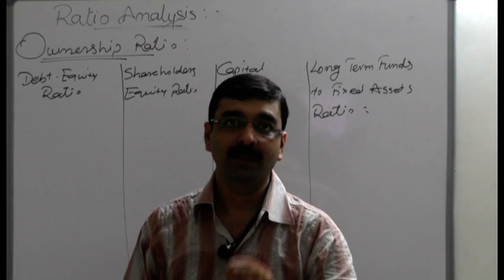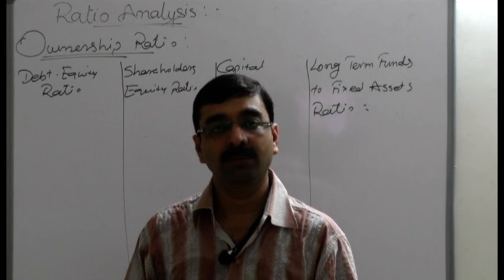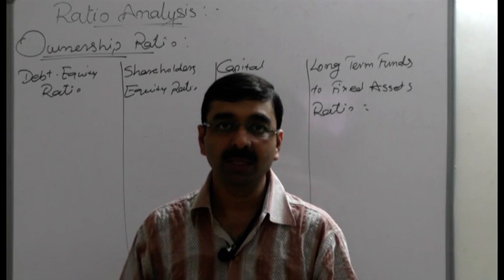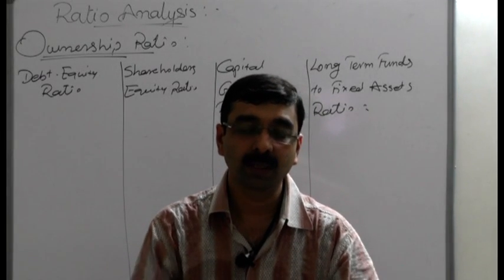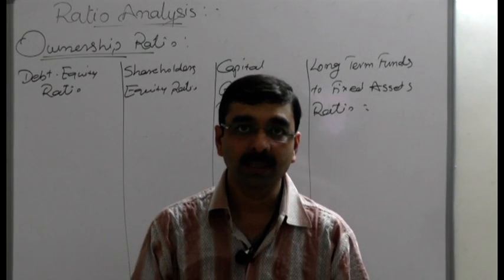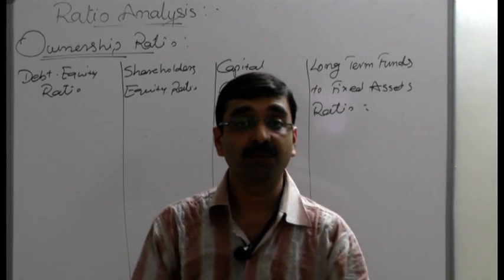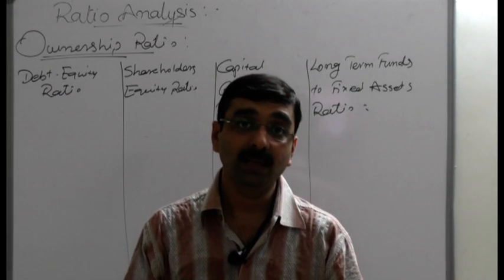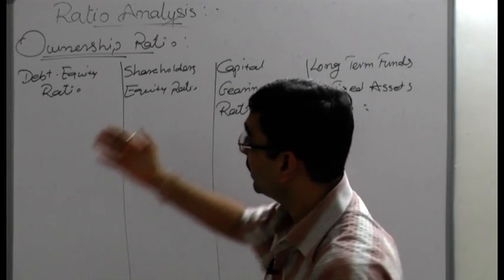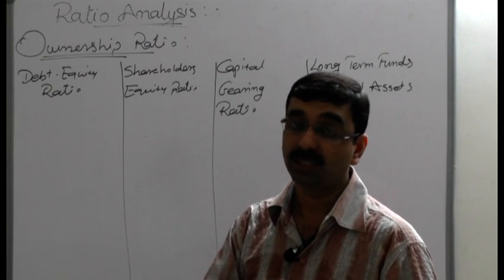Moving to the last part, that is ownership ratio. Ownership ratio is actually used to compare the amount of ownership funds with the other parts of funds, maybe debt funds, maybe other types of assets, maybe fixed funds with borrowed funds, and the amount of funds with the different types of assets. Let's start with the debt equity ratio, which is a very important ratio in ownership ratio.